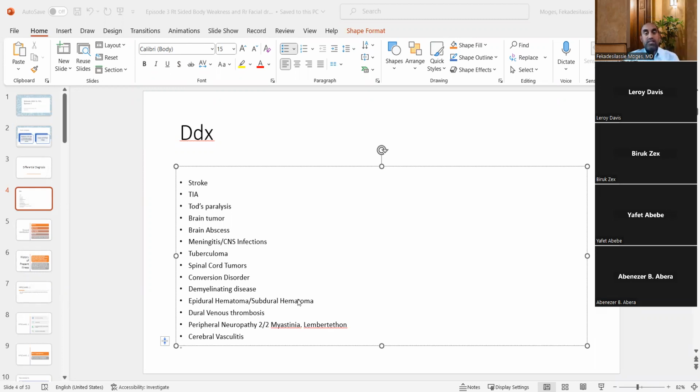That's fine. Okay, let's finish up this part, guys. Do you want to add any other differential diagnosis? 65-year-old female patient who came with sudden onset right-sided body weakness associated with right-sided facial droop. You have listed these differentials. Do you want to add more, or shall we exclude at least some of them based on the information we have so far? Is there anything more, Leroy?